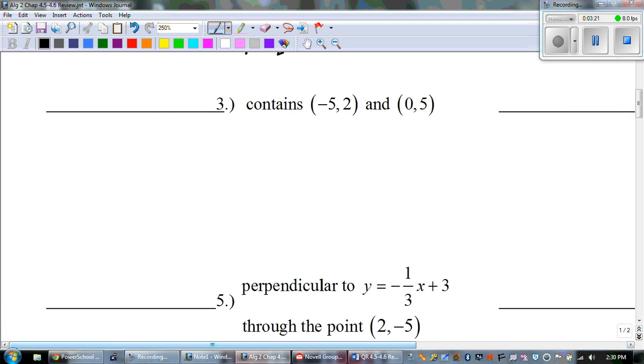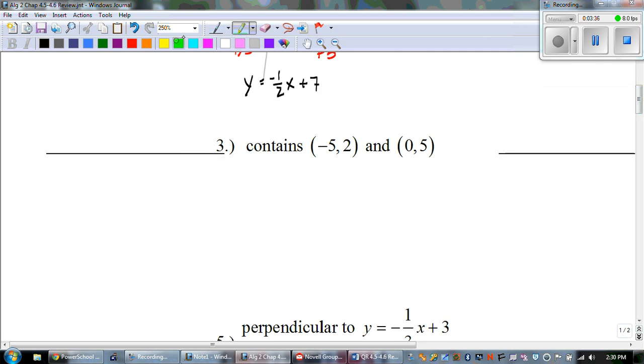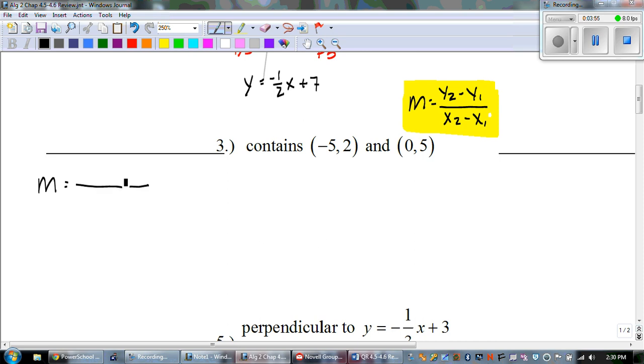Okay. What did they give us now? Well, they gave us points. How many points? They gave us 2 points. That means we have to find out what the slope is. Remember the slope formula? Luckily I do. All right, so here is the slope formula. Remember that it's y2 minus y1 over x2 minus x1. So that's what we need to find first. Okay, let's figure out what that slope is.